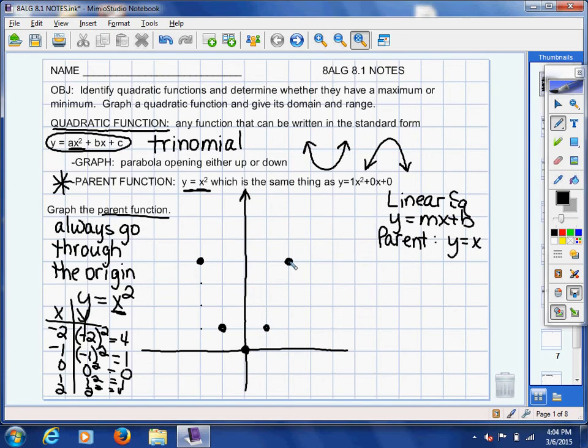Okay? And then look what you've got. This is your parabola shape right here. It's a soft U, and there it goes. That's what a parent function looks like for quadratic, okay?